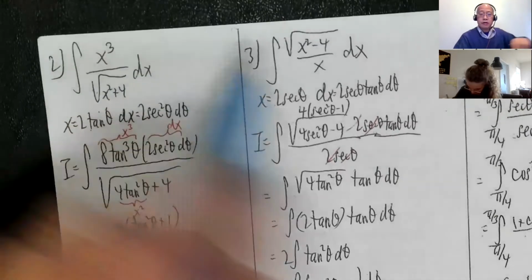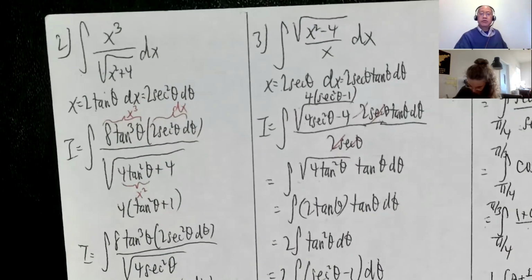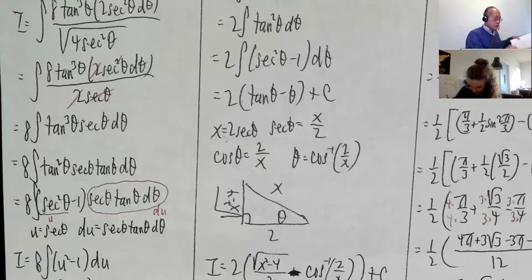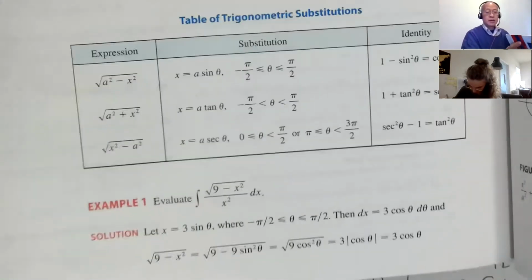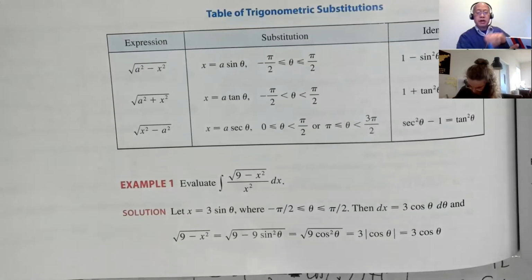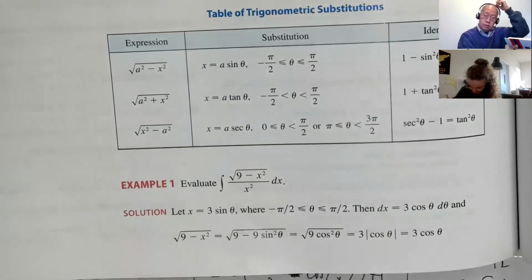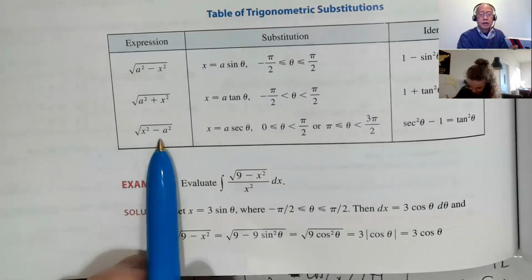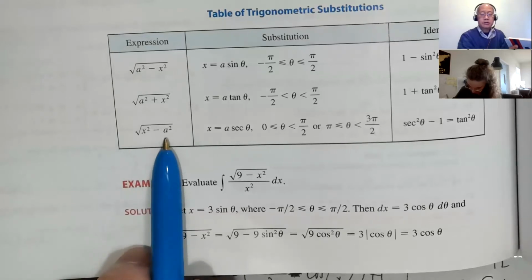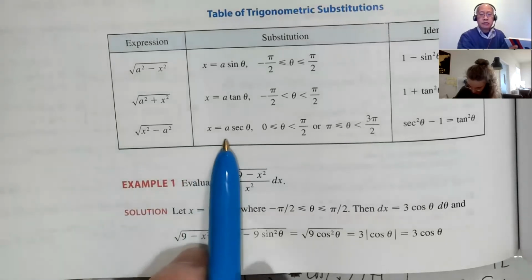And then a quick reminder of number 3, x squared minus 4. X squared minus 4 was the third one. X squared minus a squared. So again, a is 2. So x equals 2 secant theta.